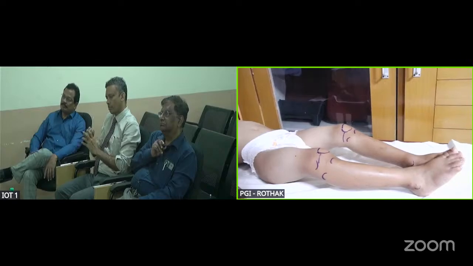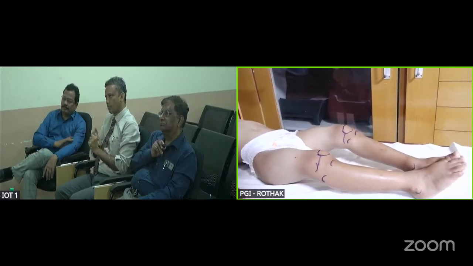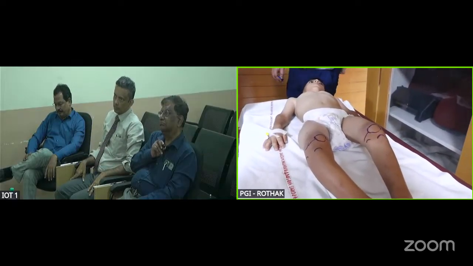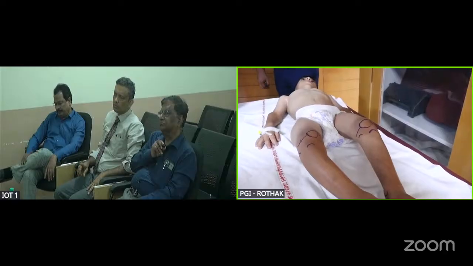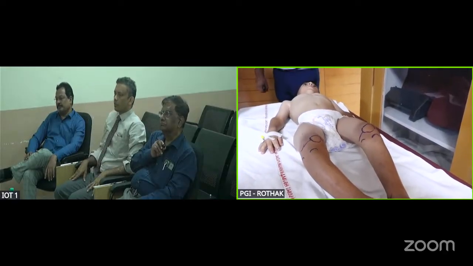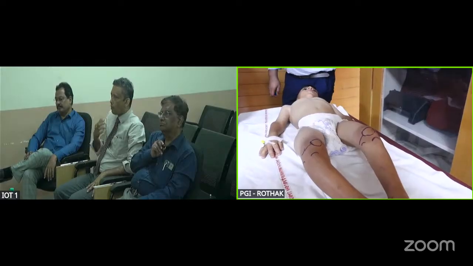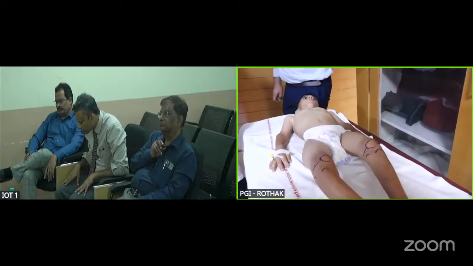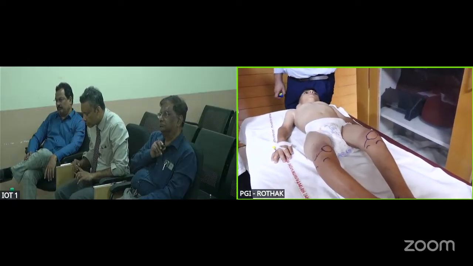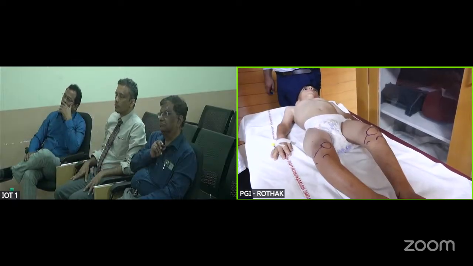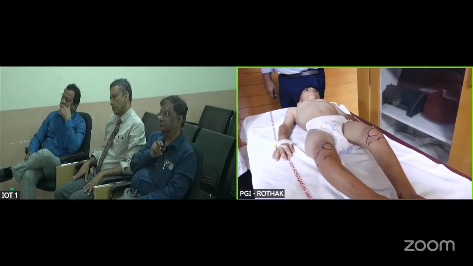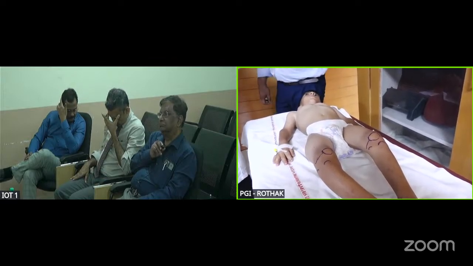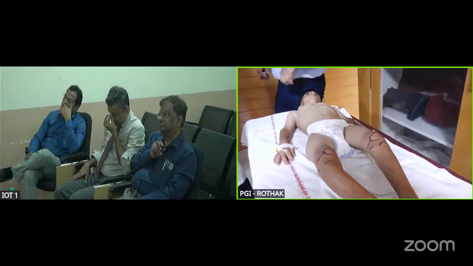What else do you measure to confirm the deformity? Intercondylar distance and intermalleolar distance. Here the intercondylar distance is 15 centimeters and the intermalleolar distance is 3 centimeters. What is the normal value of intercondylar distance? It should be less than 6 centimeters. And intermalleolar distance? It should be less than 8 centimeters.